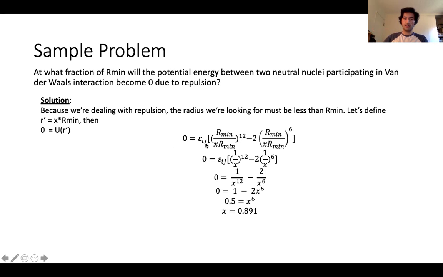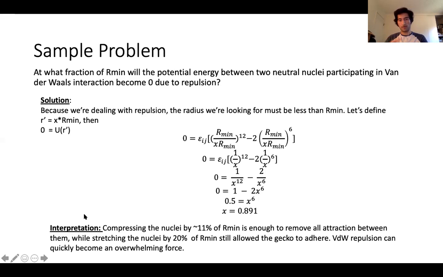Again, you make the substitution here, and so that allows you to cancel R min, and you end up with this expression. You can divide by epsilon ij, and you end up with this. You multiply by x to the power of 12, and if you simplify, you get x is equal to 0.891. So what's the physical interpretation of this? What we just found is that if your new radius is about 90% of what your minimum radius was, then the van der Waals repulsion becomes so overwhelming that now there's no longer an attractive force.